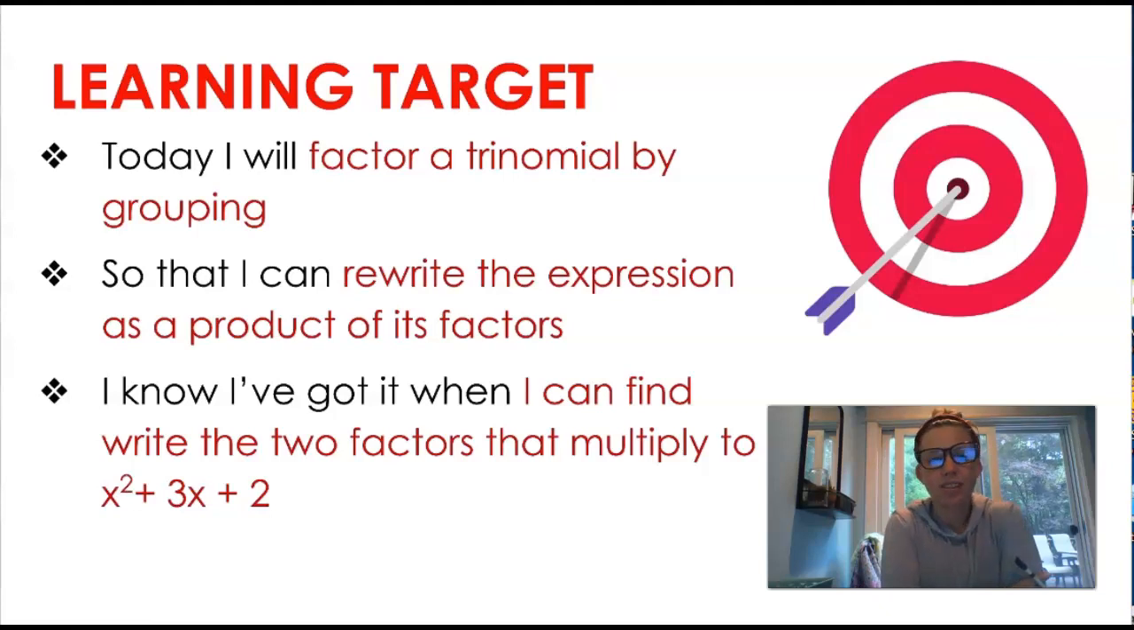Hello, algebra students. Today we're going to learn a lesson about factoring using an alternative method called factor by grouping. Our overall goal is that we're still rewriting our expression as a product of the factors. So we're still looking for those two terms that multiply together to give us that end product. And we know we've got it when we can create two factors using the grouping method, where we can come up with the factors for x squared plus 3x plus 2.